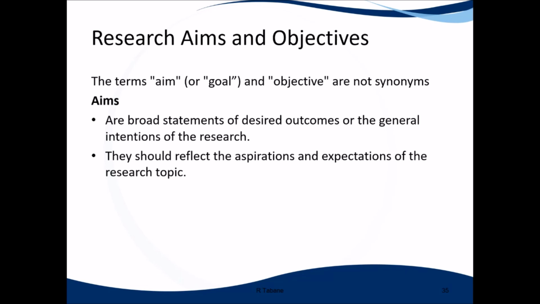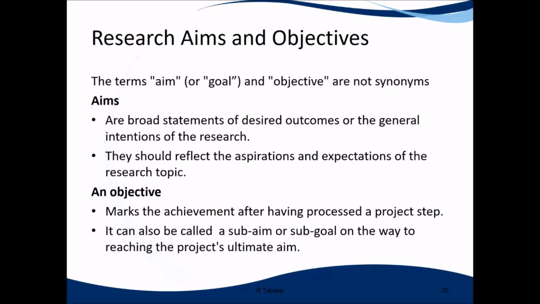So aim is a broad statement that indicates the desired outcome or the intention of the study. They indicate aspiration. An objective marks an achievement, a milestone. Some call it the sub-aims, that's fine, or sub-goals, because some call aims goals. But it's about how you are going to reach your ultimate aim.